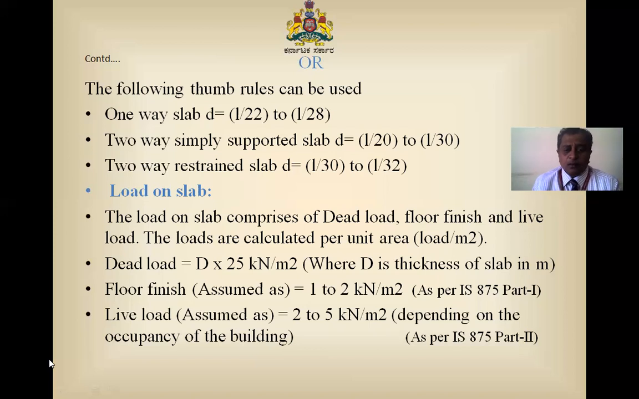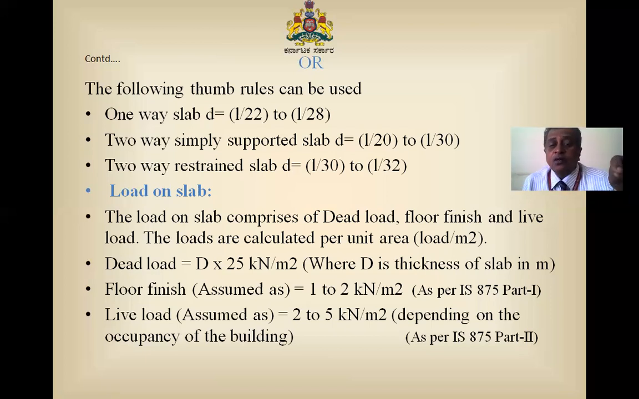Okay, dead load means the overall thickness multiplied by 25 kilonewton per meter cube. What is 25 kilonewton per meter cube? It is the density of reinforced cement concrete, because plain cement concrete density is 24 kilonewton per meter cube as per IS guidelines. A minimum of 100 kg per meter cube of concrete, the steel is to be considered.